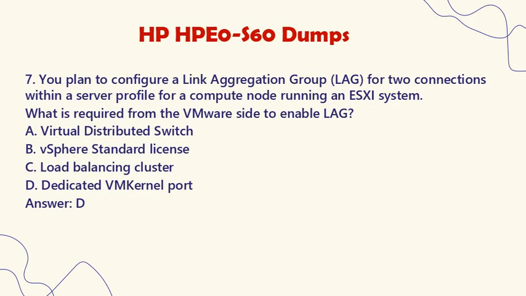7. You plan to configure a link aggregation group, LAG, for 2 connections within a server profile for a compute node running an ESXi system. What is required from the VMware side to enable LAG? A. Virtual Distributed Switch. B. vSphere Standard License. C. Load Balancing Cluster. D. Dedicated VM kernel port. Answer: D.